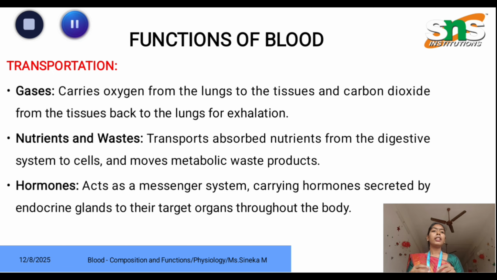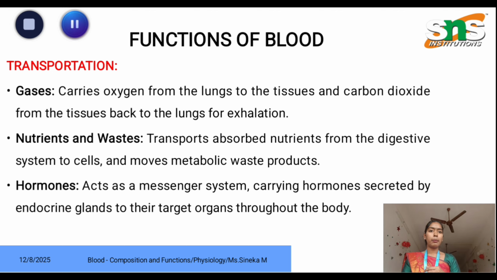Functions of blood. The major function of blood is transportation. First one is gases. It carries oxygen from the lungs to the tissues and carbon dioxide from the tissues back to the lungs for exhalation. Next one is nutrients and waste. It transports absorbed nutrition from the digestive system to cells and moves metabolic waste products from the various organs to excretion.